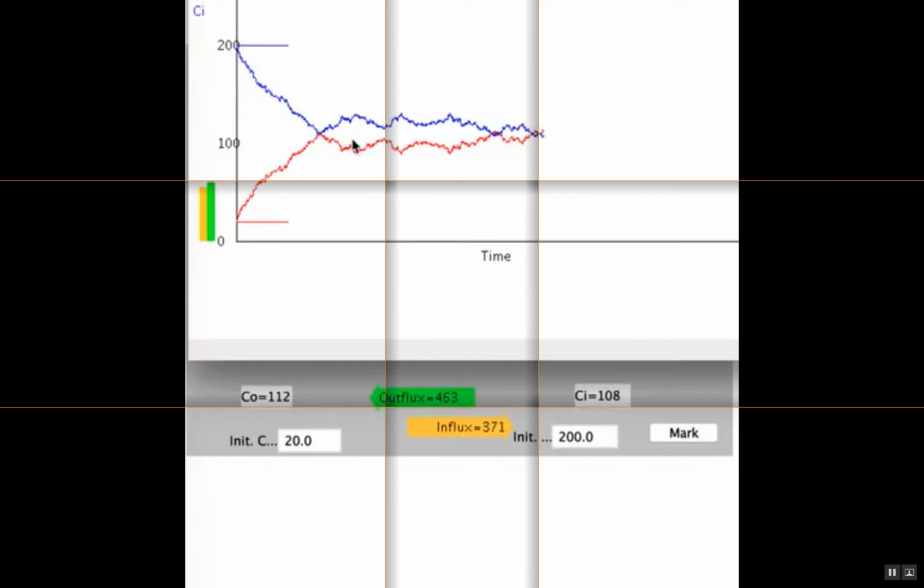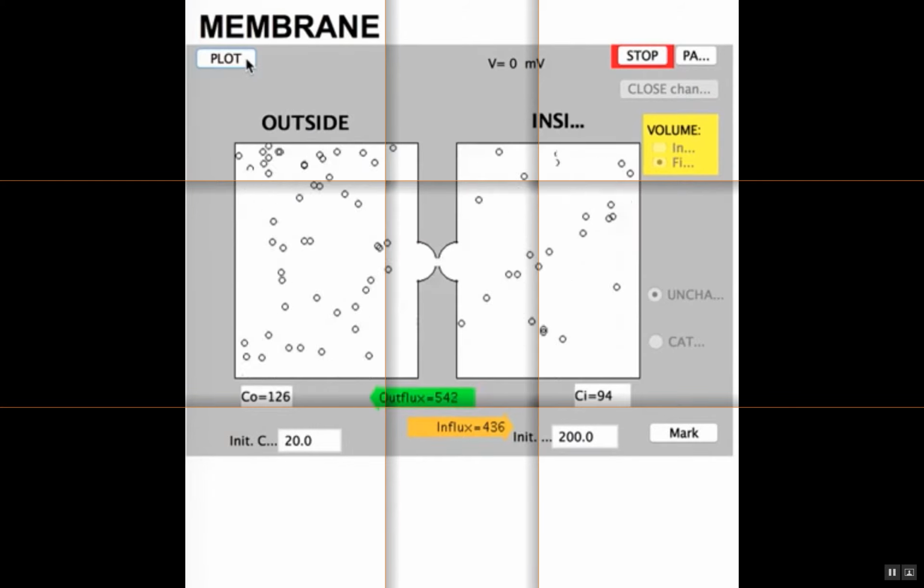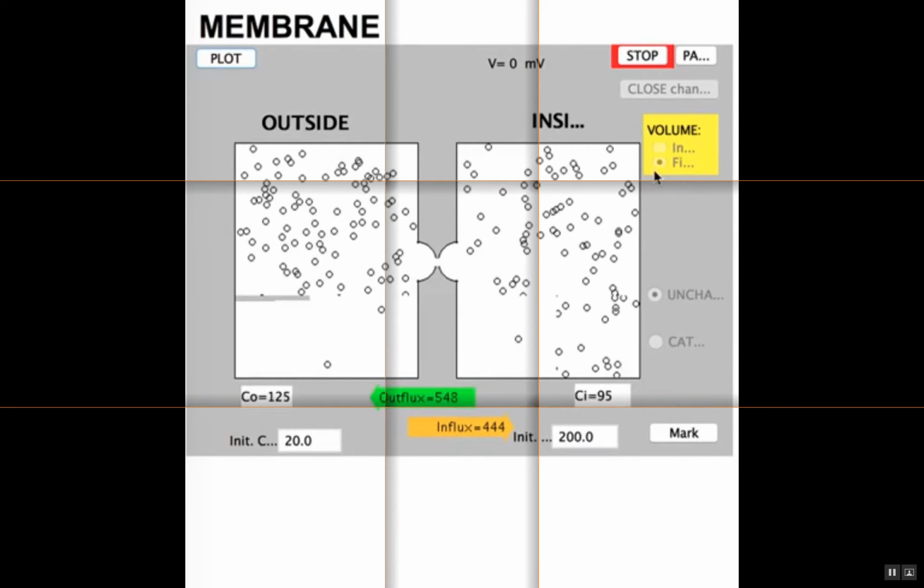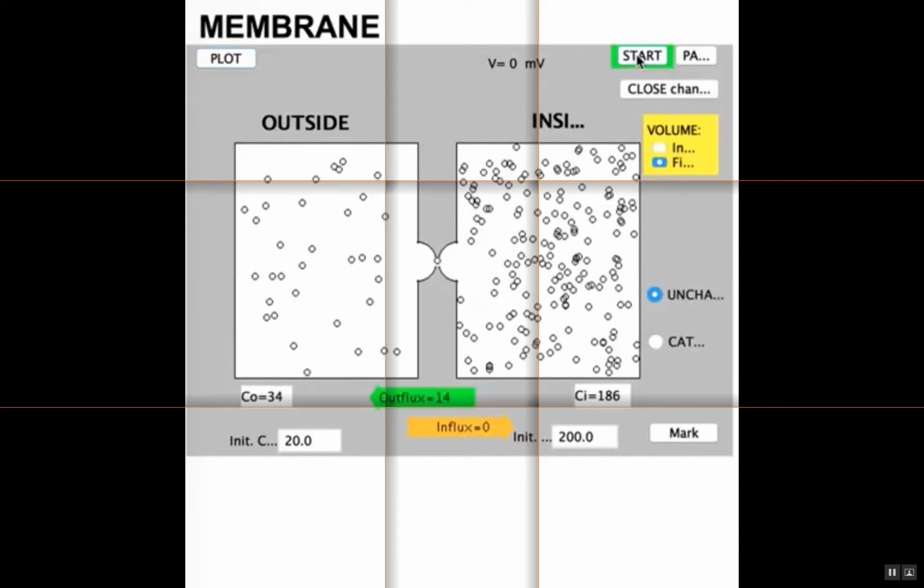Pretty good? All right. So now we're going to go back. We're going to change the parameters. Okay, and we're still going to use a finite volume. You had to stop the program and start it back up. But instead of uncharged particles, we're going to click on cations. And now it's going to be charged particles. Okay?